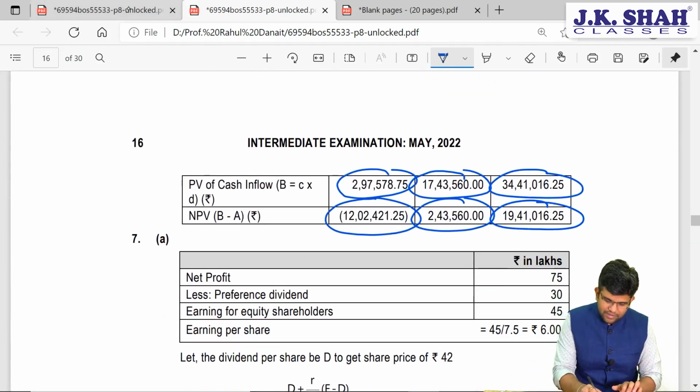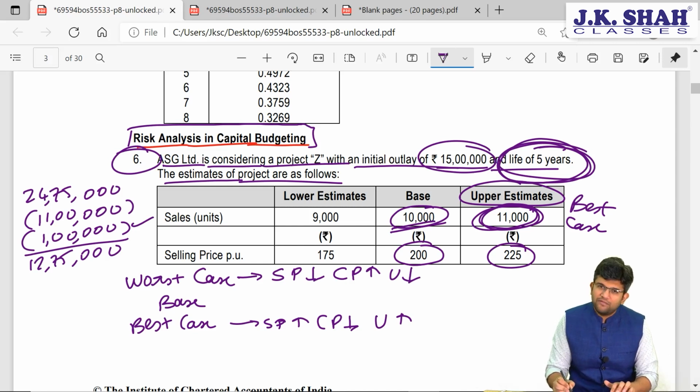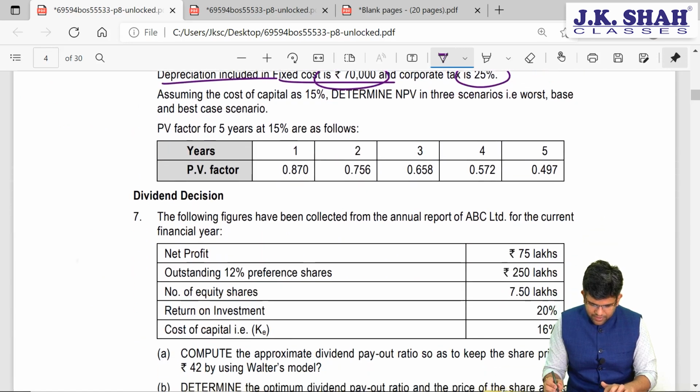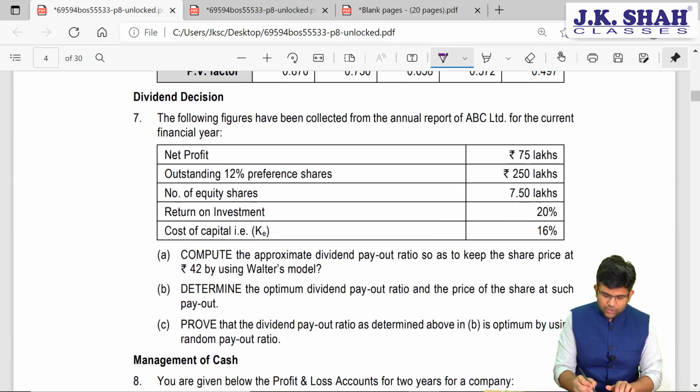With that, we complete the scenario analysis, that is calculation of NPV for each scenario. And with that, we complete this question number 6 of your RTP on this chapter of risk analysis in capital budgeting. Let us now go to the next question, which is based on the chapter of dividend decisions.